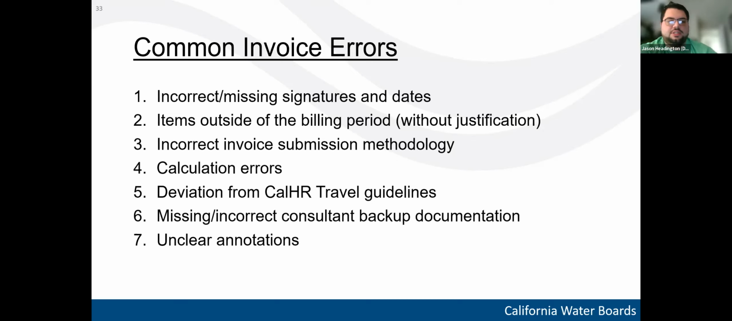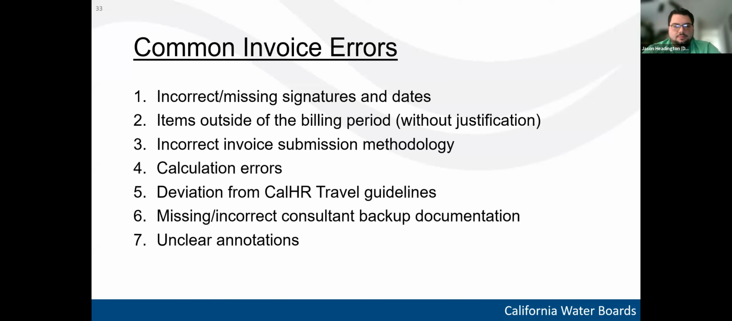Second, if there's items outside of the billing period, they need to be accompanied with justification explaining why the item's being charged outside of the billing period. Like I said previously, we can't reimburse for work that is yet to be completed, but if you have work from a past invoice period without any justification on it, then that's not going to be eligible, and you need to work with the TA project manager to provide justification for why those items are being charged outside of the billing period.